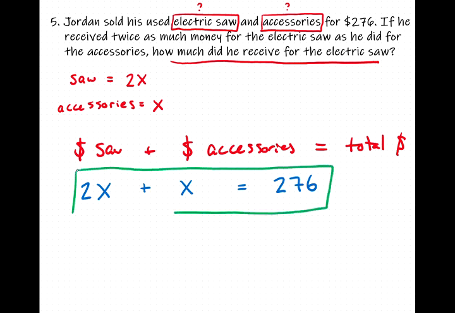Now, I do want to point out, many times there's more than one way to do a problem. So rather than choosing the accessories to be just the X, what if we chose for the saw to be the X? So an alternate, let's switch to a different color. So an alternate solution. It's not better, it's not worse, it's not more or less correct, it's just another way of doing the problem.